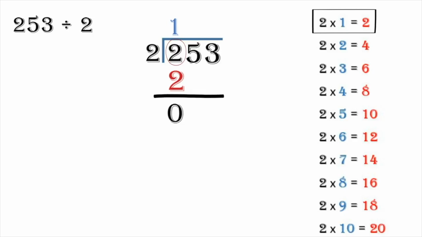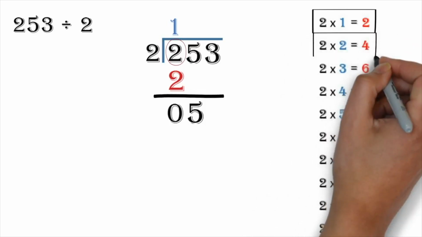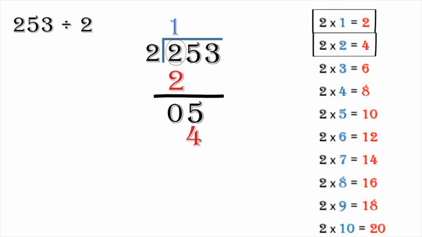The next step in this method is to drop down the next digit and work on it. Again, same idea. We notice that the closest number to 5 is 4. We put the 4 here and the 2 here. Our next step, as usual, is to subtract. We have 5 minus 4 to get 1.